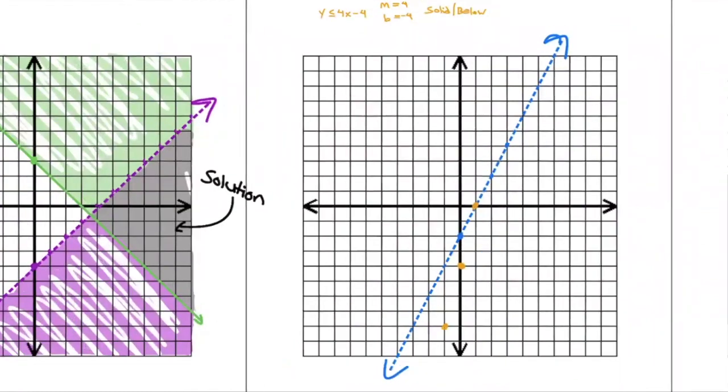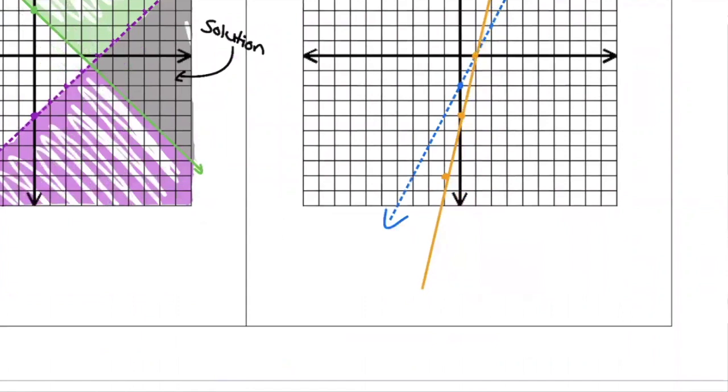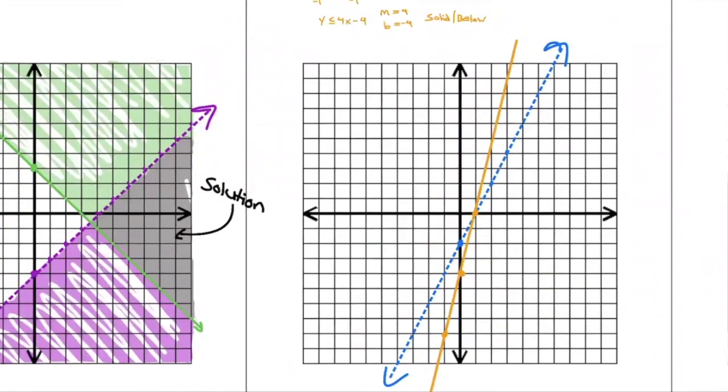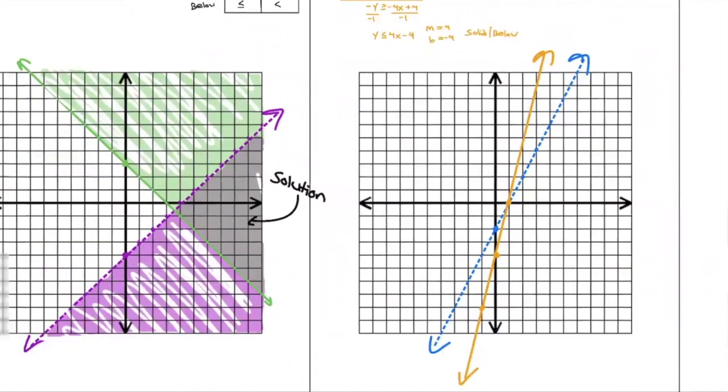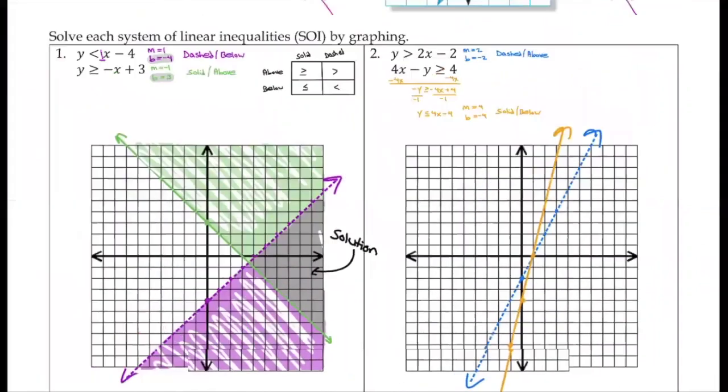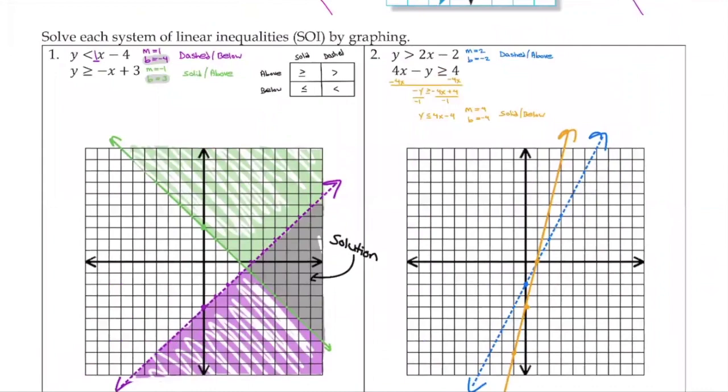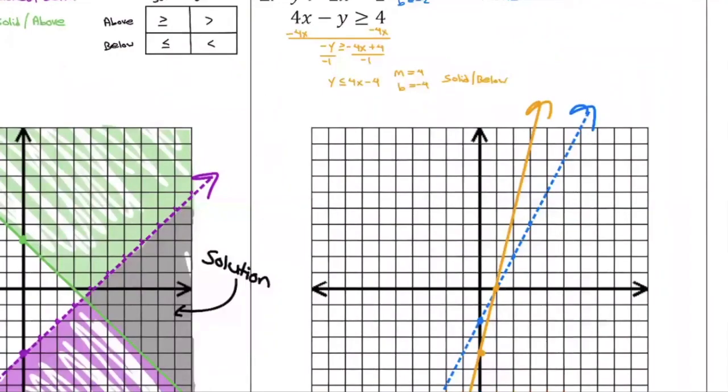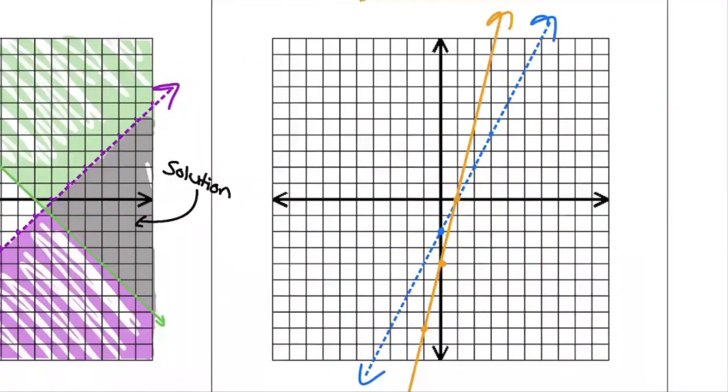All right, so I want to go just like that. Okay, I'm going to extend it in the other direction. Then put my arrows. All right, now I need to figure out the shading. All right, so for my equation in blue, I want above that line, which means I want everything on this side of the line.